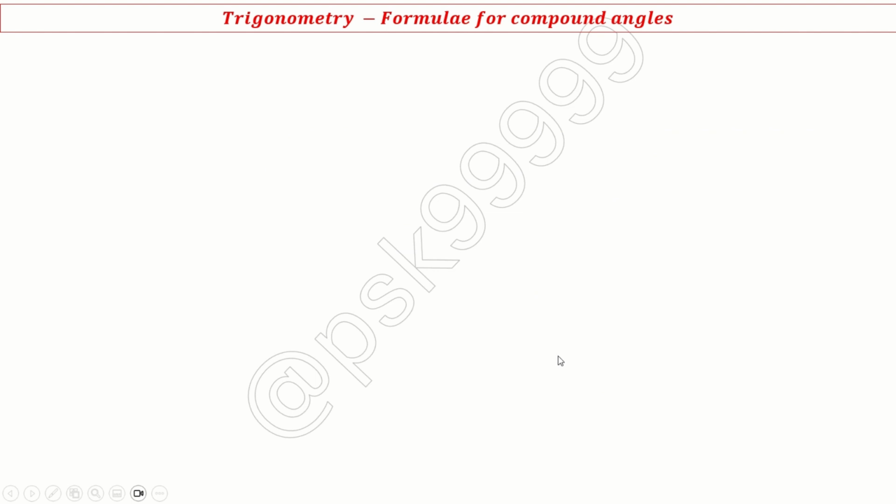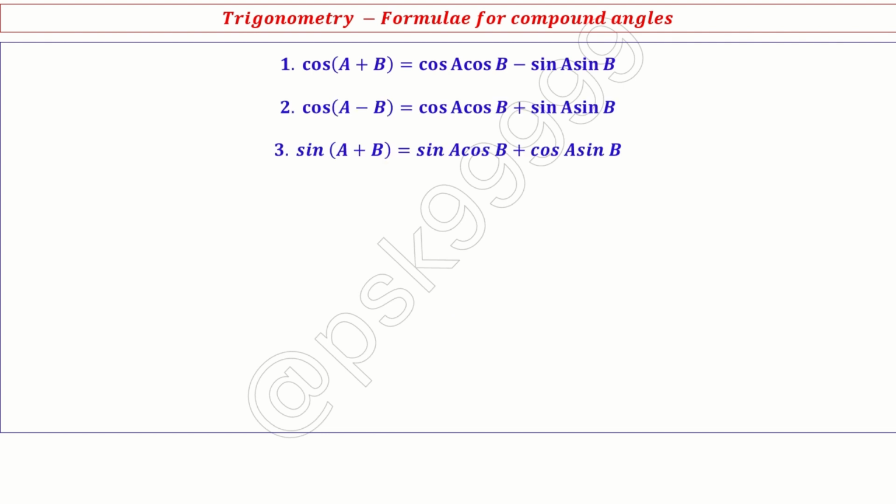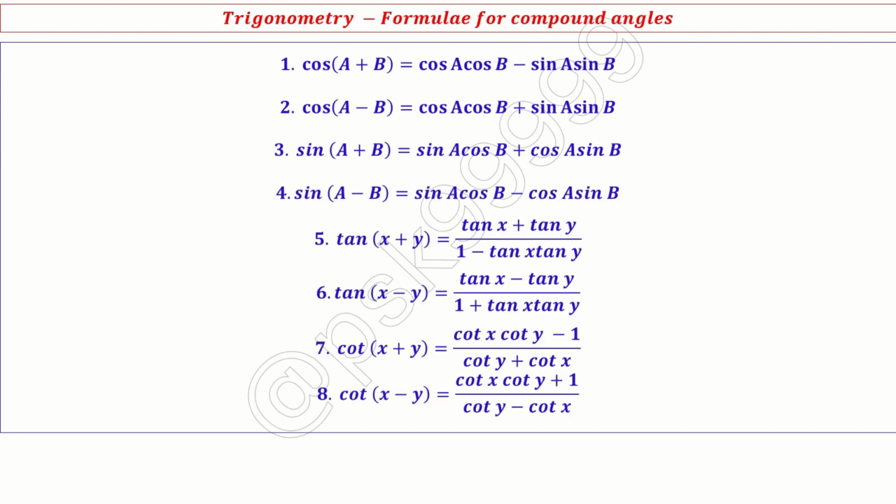So before going into the critical problems, let's brush up the formulae. This is for the compound angles. If you want to reduce cos(A+B) into smaller components, this is how we do it. cos(A+B) is nothing but cos A cos B minus sin A sin B, and similarly the others. But there are so many equations, how to remember them?